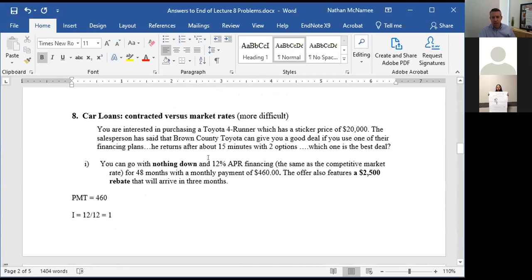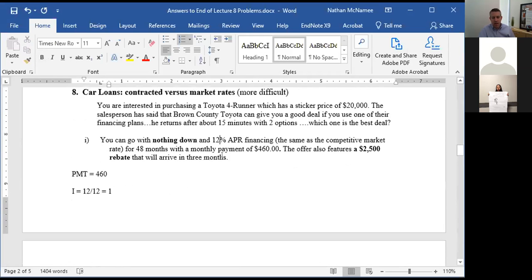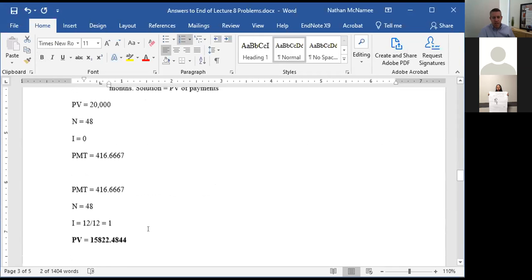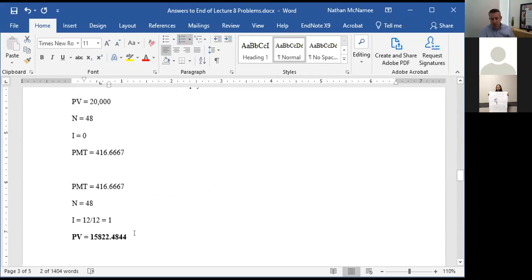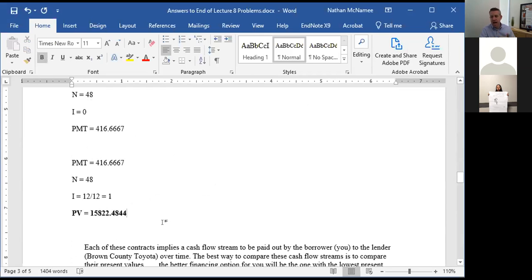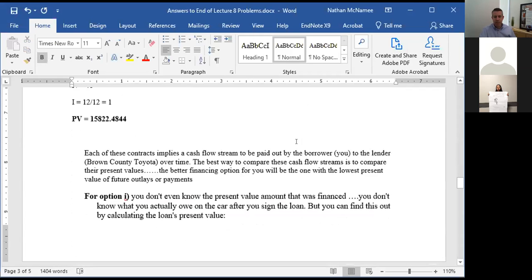Now this first one, we're paying 12% annual, which works out to be 1% a month. And we might think, oh, wouldn't it be better to pay 0%? But we're paying the full sticker price of $20,000 when we buy at 0%. So we're better off to pay 12% but get a discount plus a rebate, rather than paying full price but at 0%. So again, we're trying to get apples to apples. What is the present value of each of these and compare them?